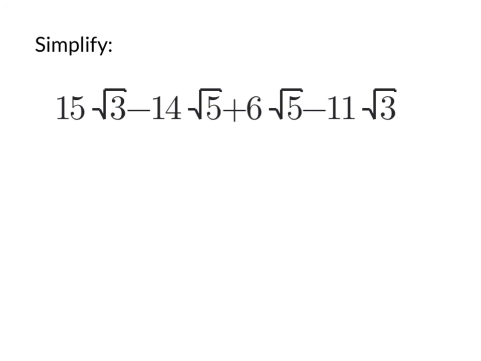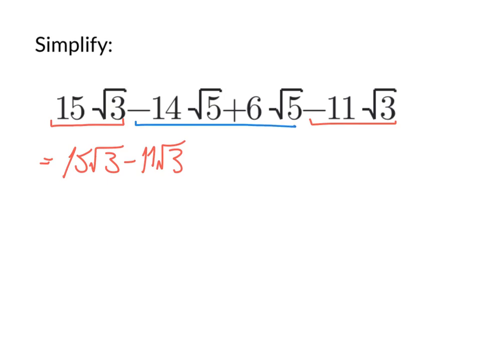Let's try that one more time with 15 root 3 minus 14 square root 5 plus 6 square root 5 minus 11 square root 3. So the first thing I'm going to do is collect any terms that are alike. So I'll start with the square root 3's, and there's one, and here's another one. So we have 15 square root 3 minus 11 square root 3. Then I look for other terms that are alike, and everything else is a square root 5. So minus 14 square root 5 plus 6 square root 5.